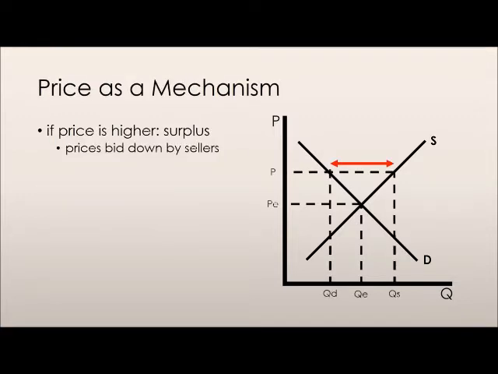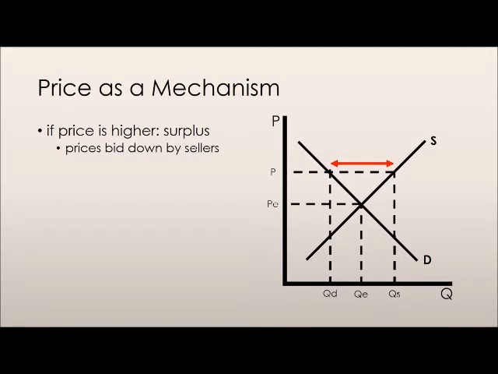At this point you might be wondering, what happens if the price isn't at the equilibrium price? Well, if the price isn't at the equilibrium price, it can either be higher or lower. If market price is higher than the equilibrium price, on the graph we will see this as price P. Producers are supplying more of the good to the market than buyers are willing to buy. This is a situation in which we have a surplus of the good in the market.